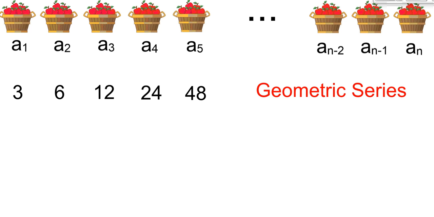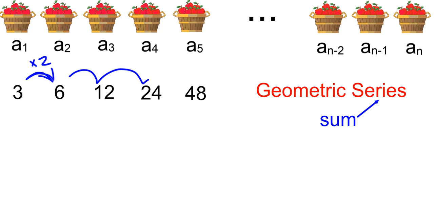In today's lesson, we're going to be talking about geometric series. You may remember from last lesson that a series is a sum. Okay, so think about what makes this geometric. Geometric is when you multiply to get to that next number. So in this case, you can see it's times 2, times 2, times 2, times 2. That's what makes it a geometric sequence.